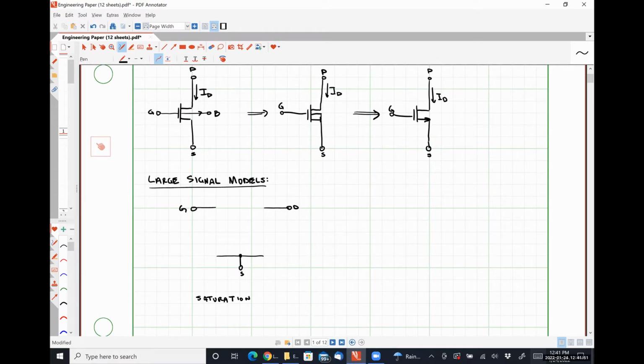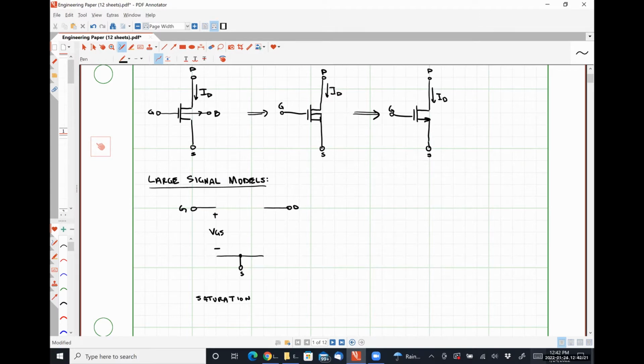So for our saturation model, between our gate and our source, we see the gate oxide capacitance. So it's literally going to be an open circuit over which a voltage VGS appears. This voltage VGS controls the amount of drain current that flows through the device.